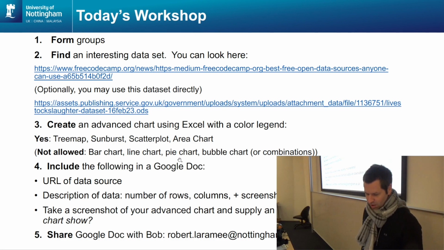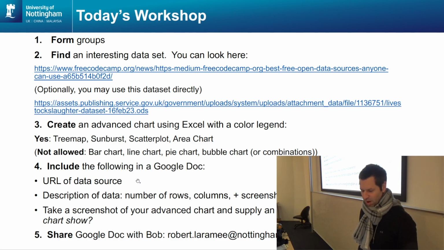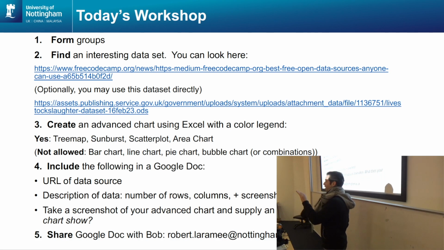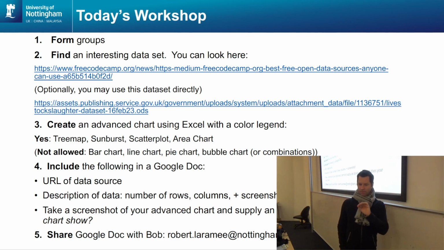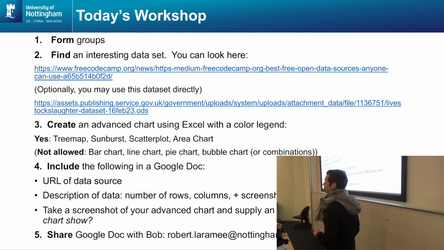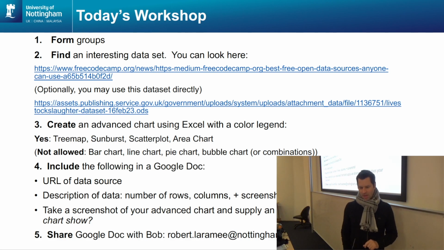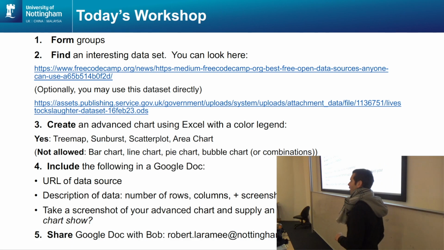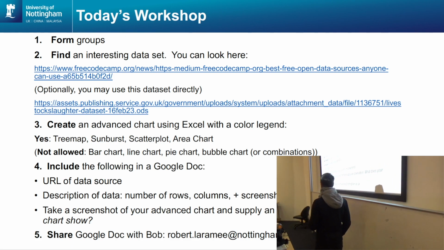And then you start a Google Doc, surprise, surprise. And in the Google Doc, you put the URL of the data that you have chosen for this exercise, a description of the data, like the number of rows and columns, maybe a little screenshot. And then take a screenshot of your advanced chart and supply an observation. What does your chart show? And then share the Google Doc with myself.